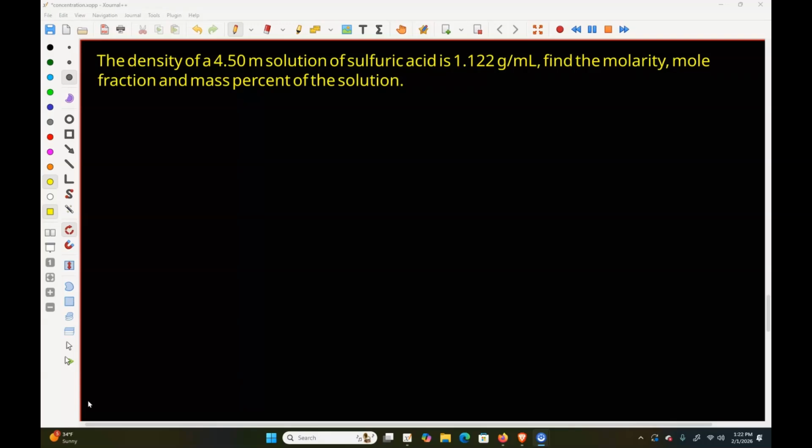The density of 4.50 molar solution of sulfuric acid is 1.122 grams per milliliter. Find the molarity, the mole fraction, and mass percentage of the solution. Okay, so first of all, let's try to find some good working numbers. 4.50 moles of H2SO4. Let's convert that into grams.